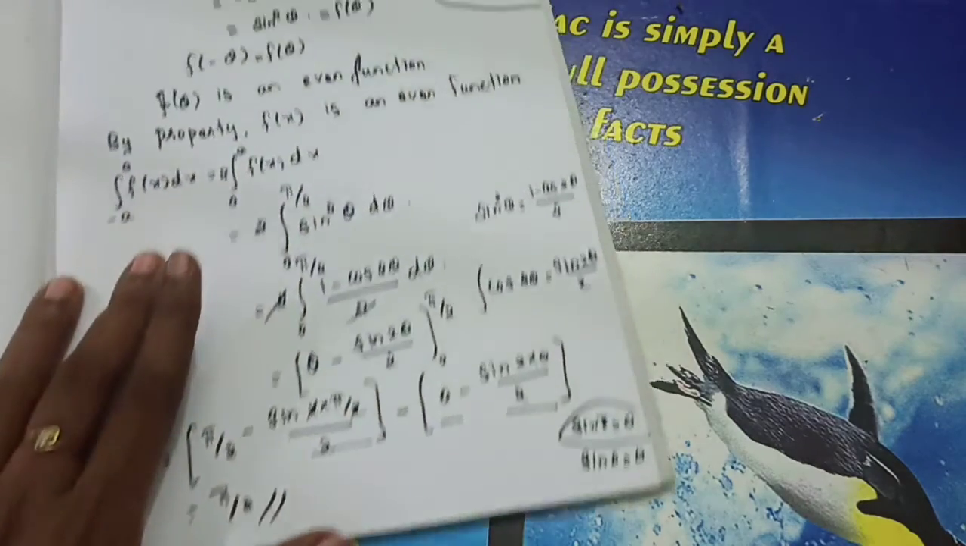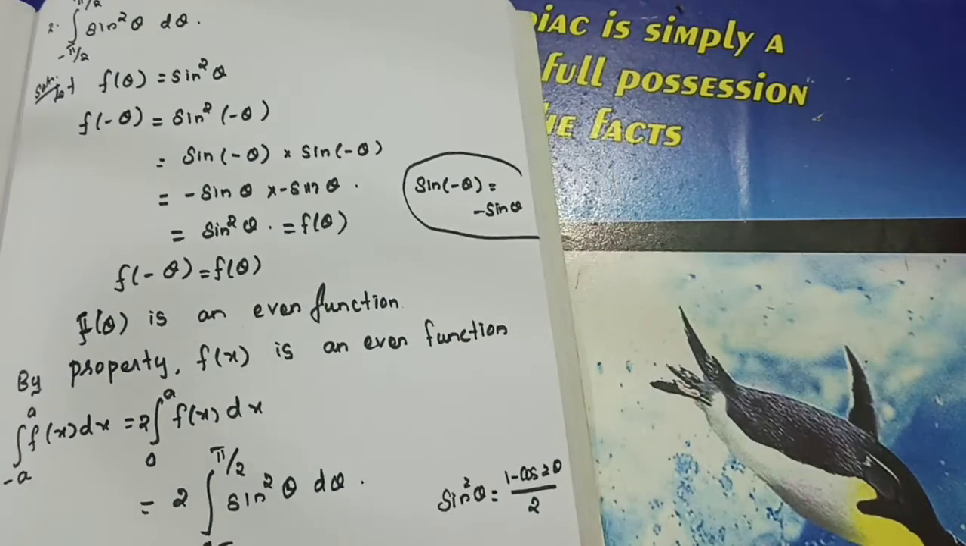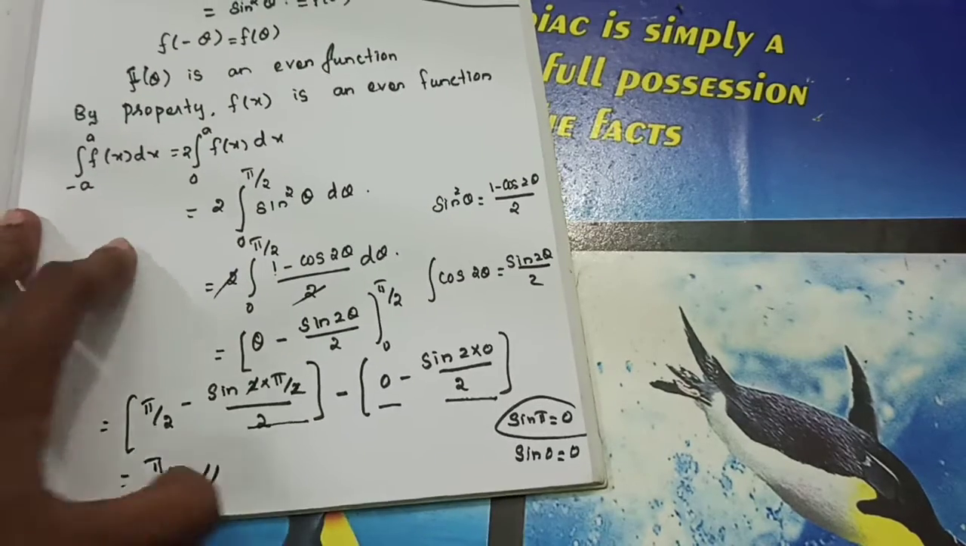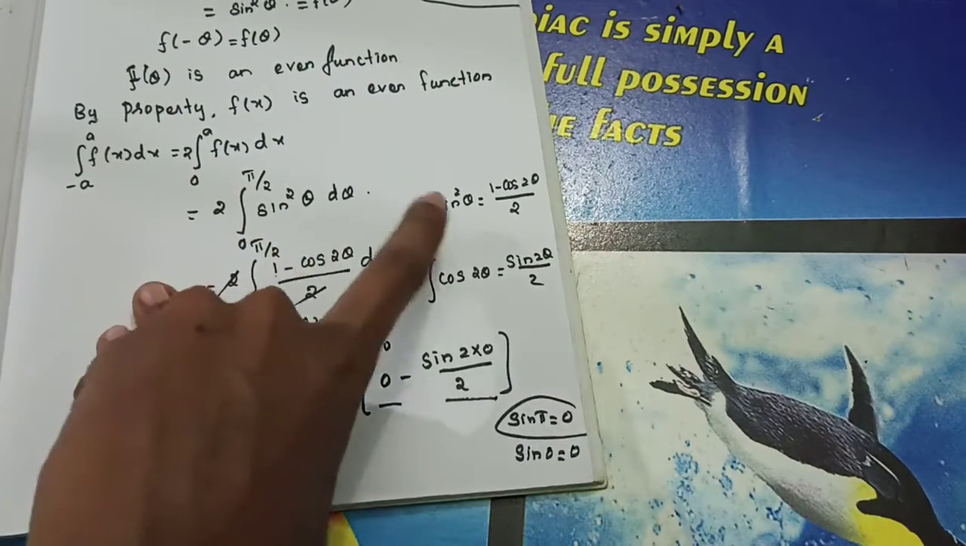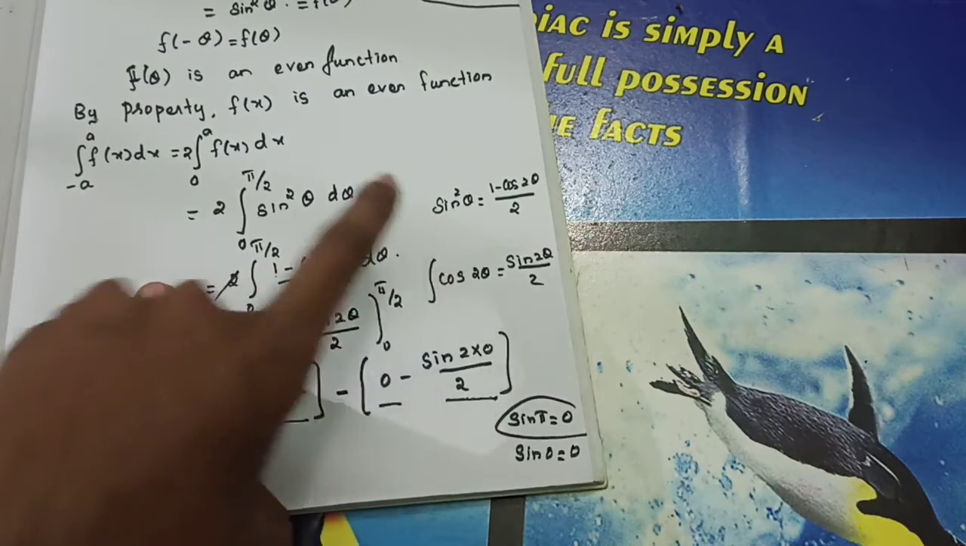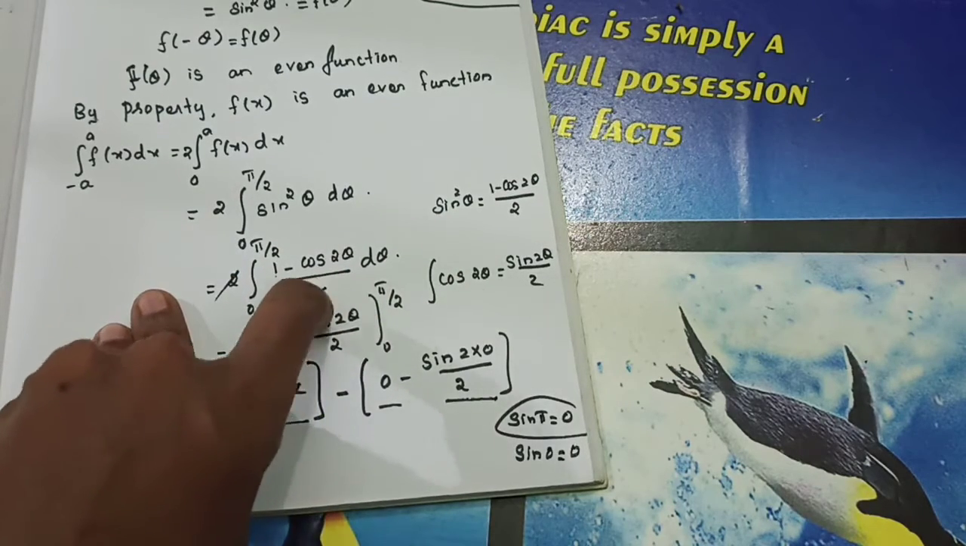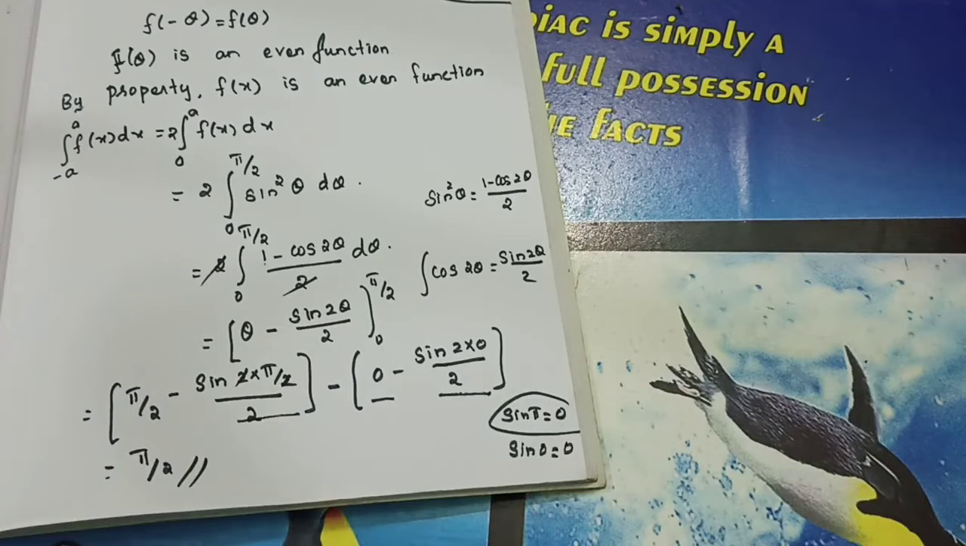So I will repeat this from the start. For f of theta, first you need to check the limit, whether it is minus a to a. Correct? So we check for odd function or even function. The given function is an even function. So here we are using two formulas. Sin square theta is 1 minus cos 2 theta by 2. Then the integration of cos 2 theta is sin 2 theta by 2. Then apply the upper limit minus lower limit and we will get the answer. Have you got it? I hope you understand. Let's move to the next problem.